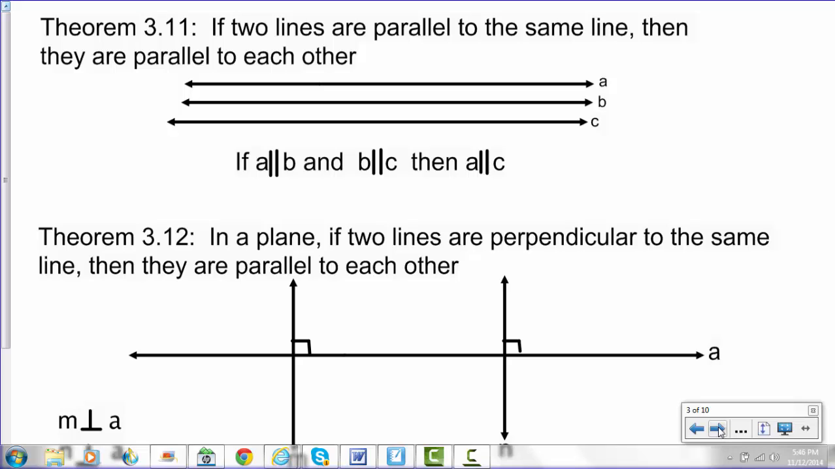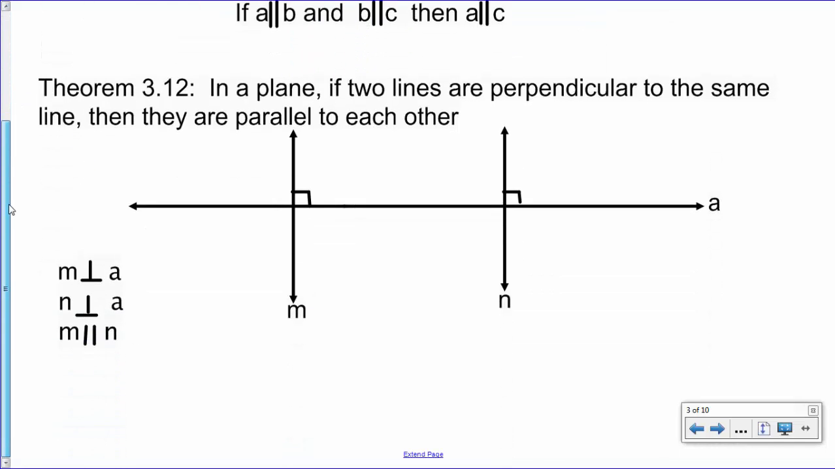First, we'll look at two theorems. Theorem 3.11 says, if two lines are parallel to the same line, they are parallel to each other. This is similar to what you would have learned in algebra as the transitive property, which said if A equals B and B equals C, then A equals C. Instead, we don't have such a property for parallel lines, so we use the theorem.